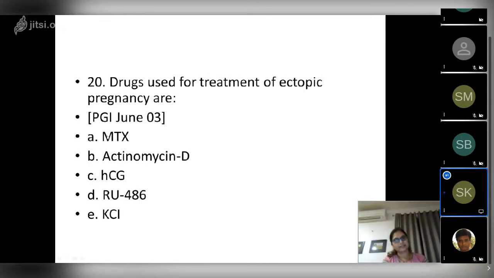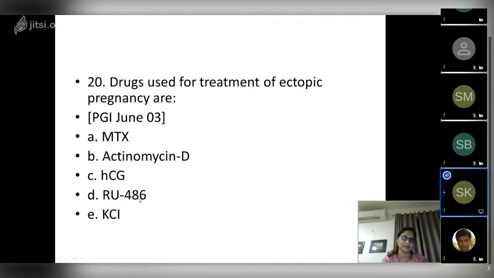See, methotrexate and actinomycin D both belong to the chemotherapeutic drugs, is it not? So they do affect growing tissue. There have been trials where they've used methotrexate, and when it has failed, they have also tried actinomycin D in a few studies or trials. But the results are much better with methotrexate, and that's why it is the most commonly used one. But there are trials where they have used actinomycin D, even RU486, that is mifepristone.